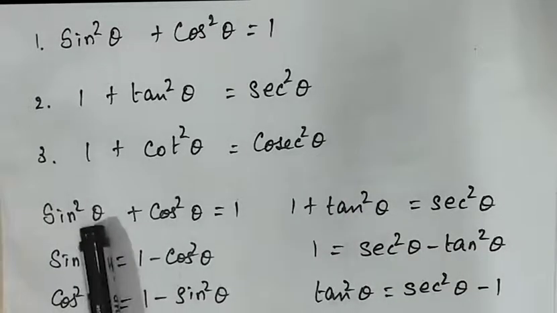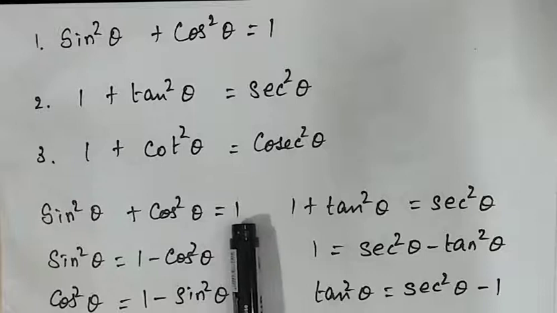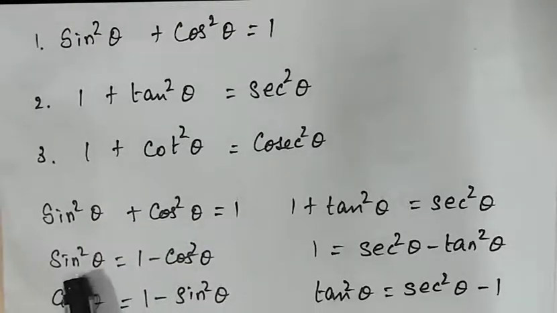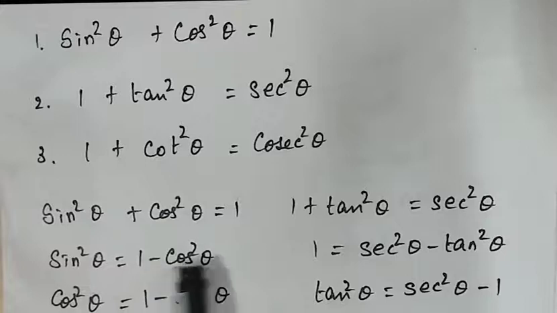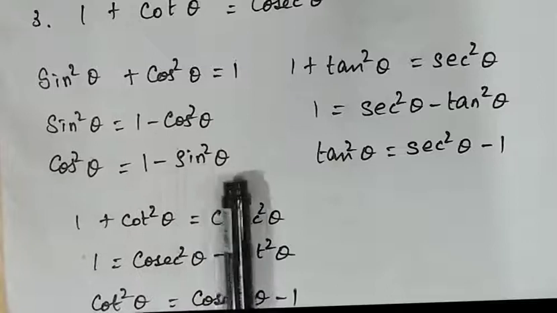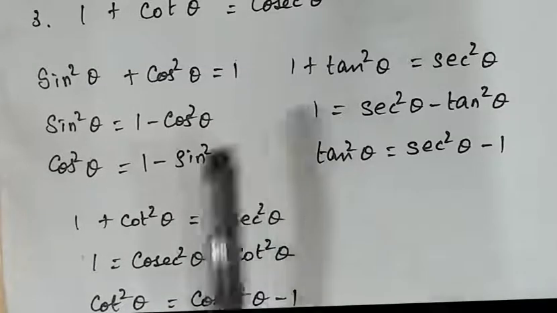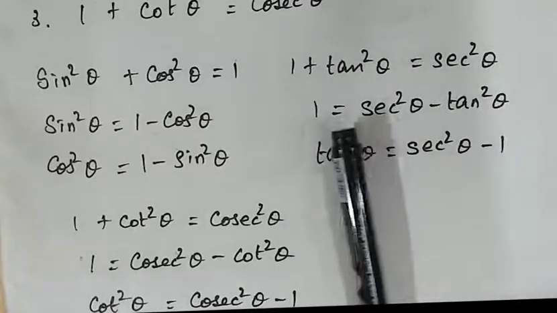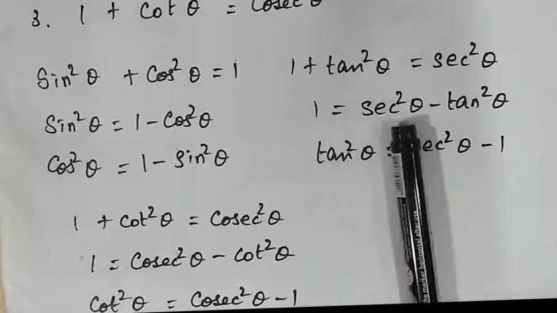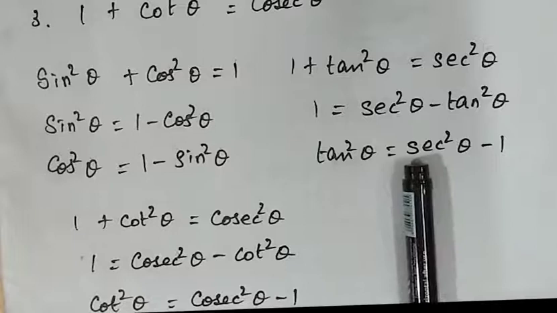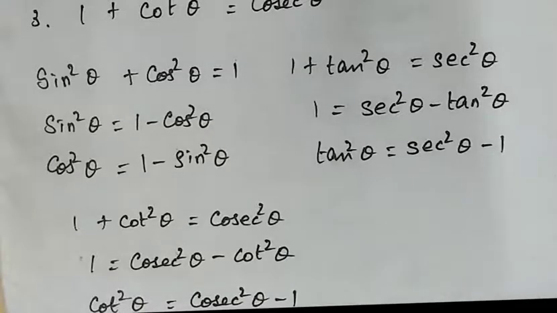Now, sin squared theta plus cos squared theta is equal to 1. If you want to write sin squared theta in terms of cos squared, we can write sin squared theta is equal to 1 minus cos squared theta. Same way, cos squared theta is equal to 1 minus sin squared theta. Now see, 1 plus tan squared theta is equal to secant squared theta. Here we can write 1 is equal to secant squared theta minus tan squared theta. Then tan squared theta, you can write secant squared theta minus 1.